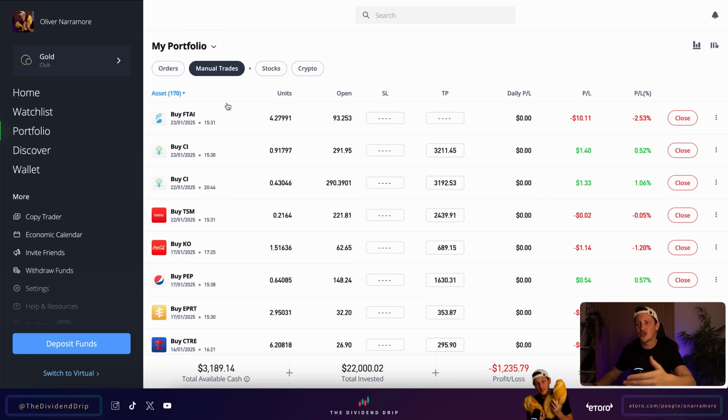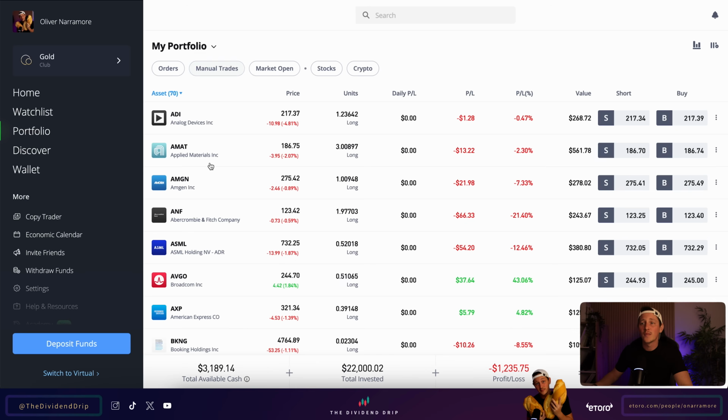I want to see it. You can actually have a look in manual trades to see what went through. Basically, easy to navigate, okay?